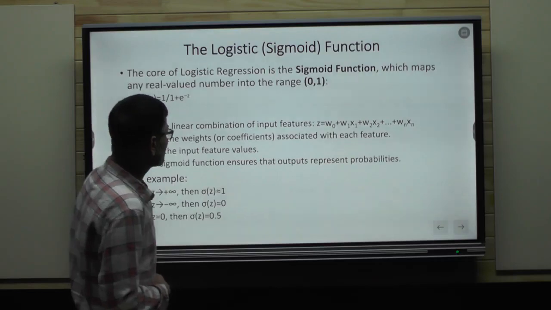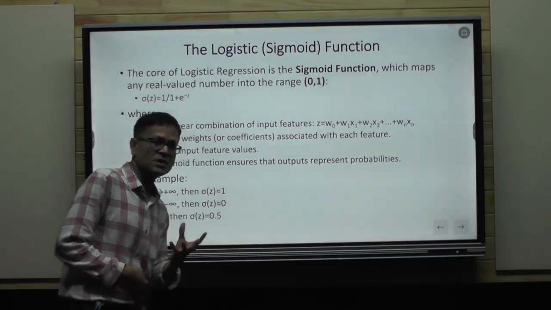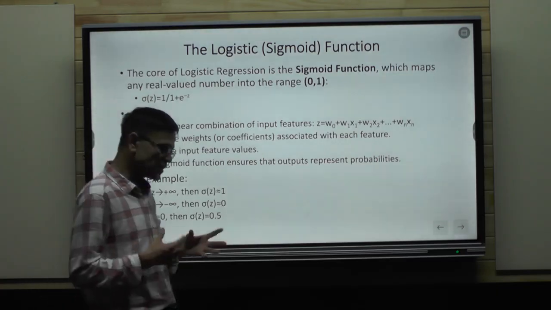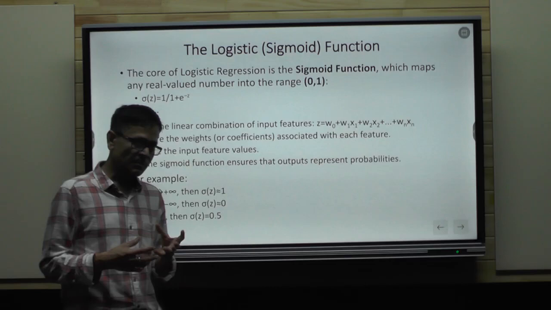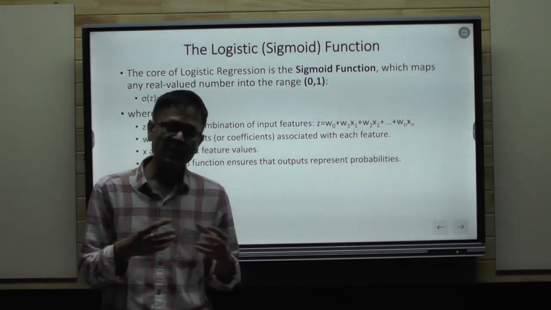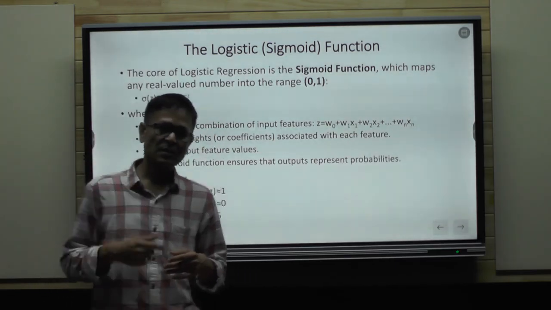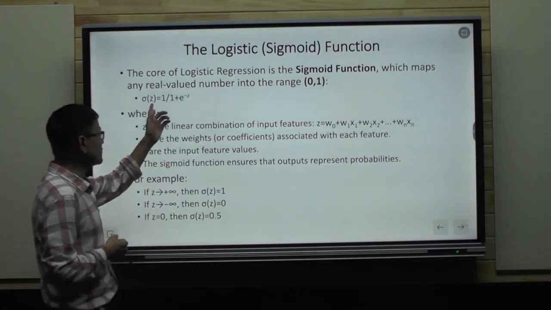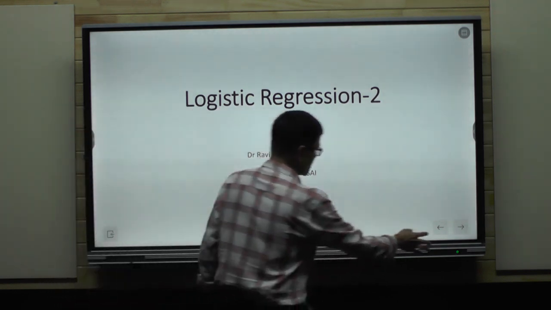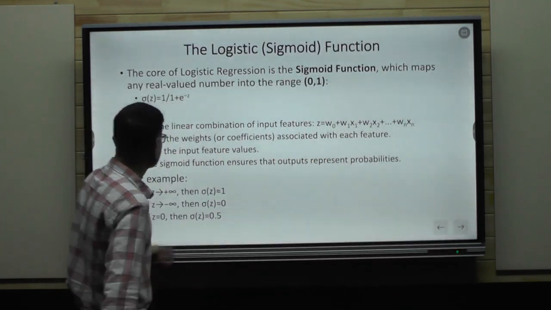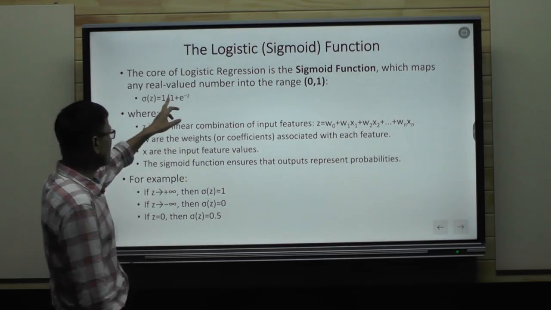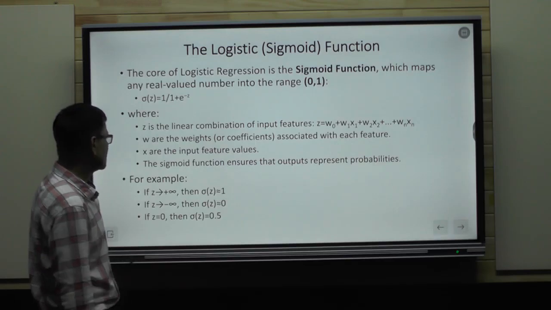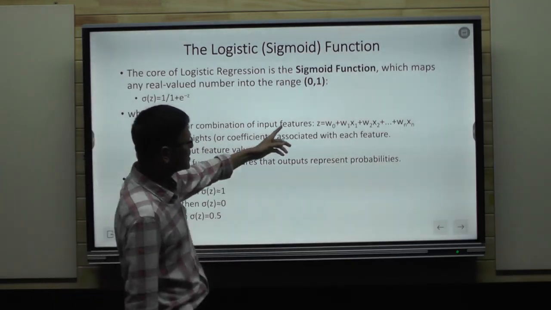The core of logistic regression is the S-curve, or sigmoid function. What will this function do? This function will map the output to a range between 0 and 1. We'll take this function, rho of z. The function is rho of z equals 1 upon 1 plus e to the power minus z. z is a linear combination of input features.